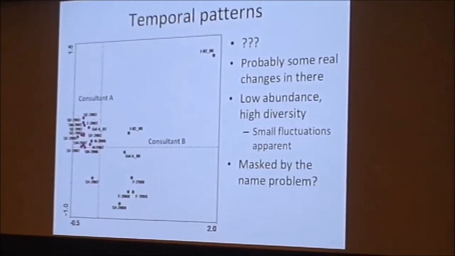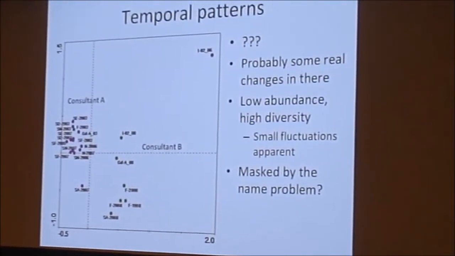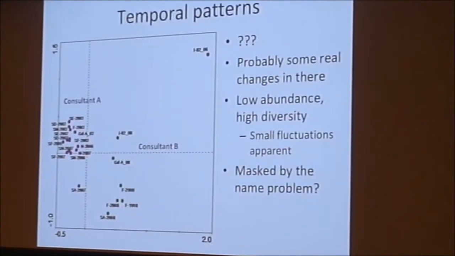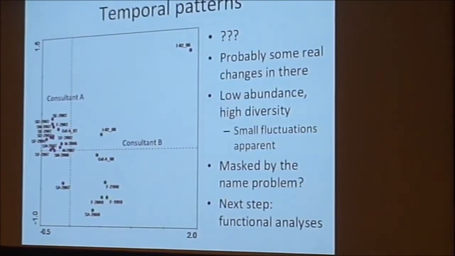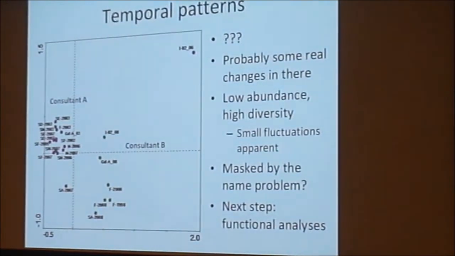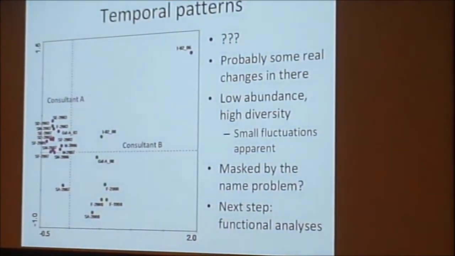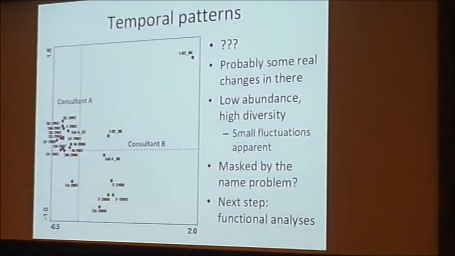There probably are some real temporal changes in there, because there's low abundances and high diversity, so very small fluctuations in dominant taxa are going to have quite an impact on the results. But this is, to me, masked by the name problem. So we were hoping to show you the next step, the functional analysis, but we weren't able to do it, so it's a case of watch this space.